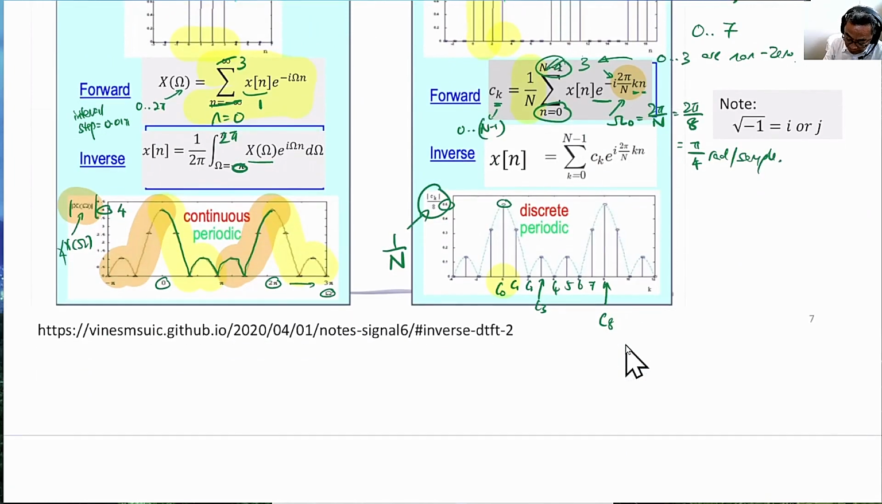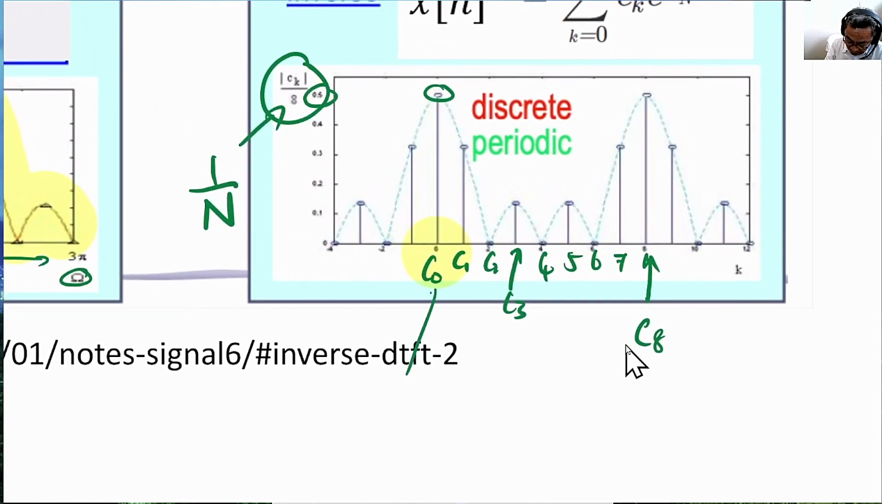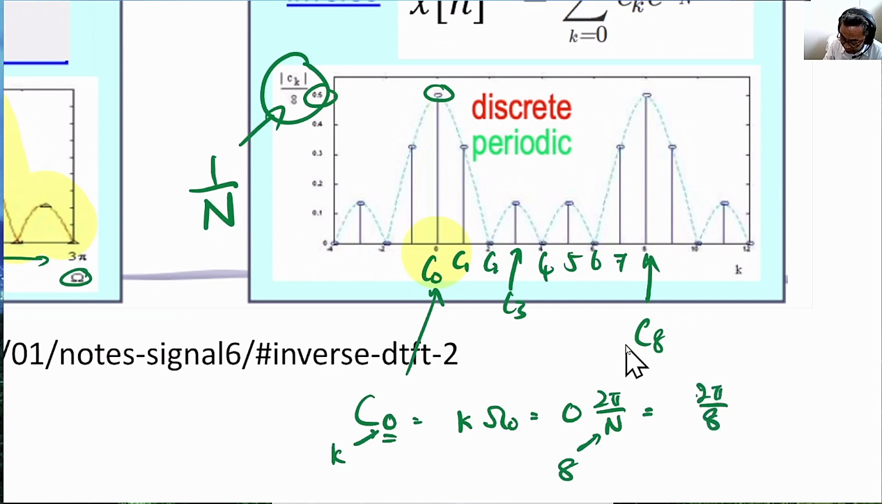Now let us interpret c_k. What does C0 mean? C, the index 0, it means at frequency k times omega naught. What is k? k is 0. 0 times omega naught. What is omega naught? 2 pi over N. And in our example, our N is 8. So it is 2 pi over 8 times 0. Of course, it is 0. So C0 represents the 0 frequency.